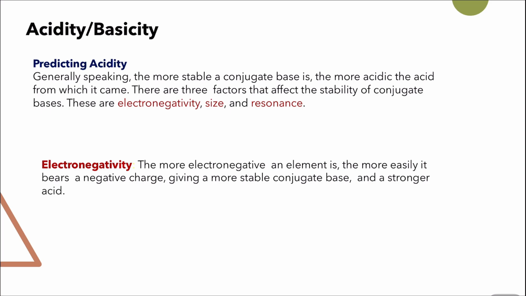So what is electronegativity? We said that electronegativity is the tendency of an atom to attract electrons. So the more electronegative the element, the more easily it can bear a negative charge. That means if it can easily bear the negative charge, it's more stable as a conjugate base, because the stability comes from the ability of the atom to accommodate the extra charge. Carbon cannot really bear a negative charge, and a carbon with a negative charge will be highly unstable. But something like oxygen can easily bear a negative charge, and that means it will have some acidic property. Its conjugate base will be stable.